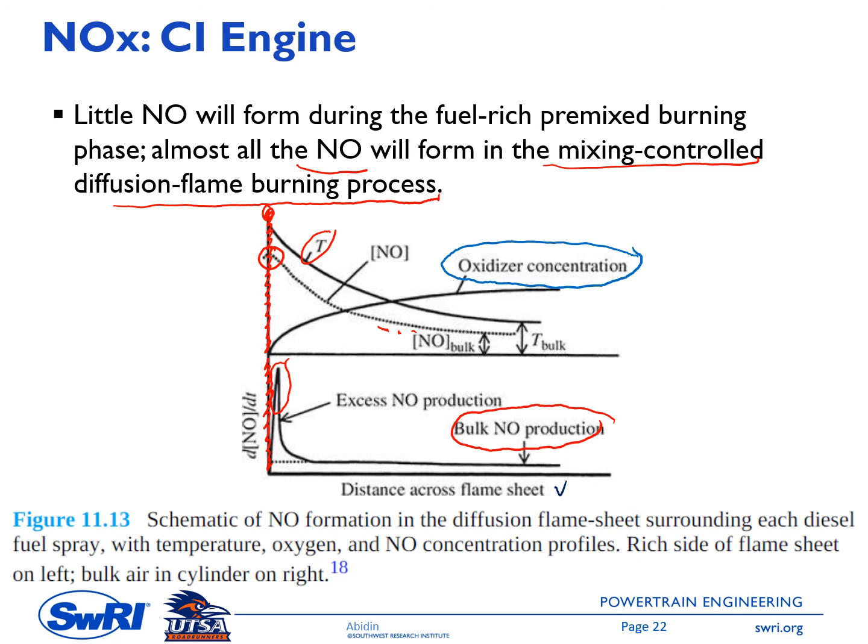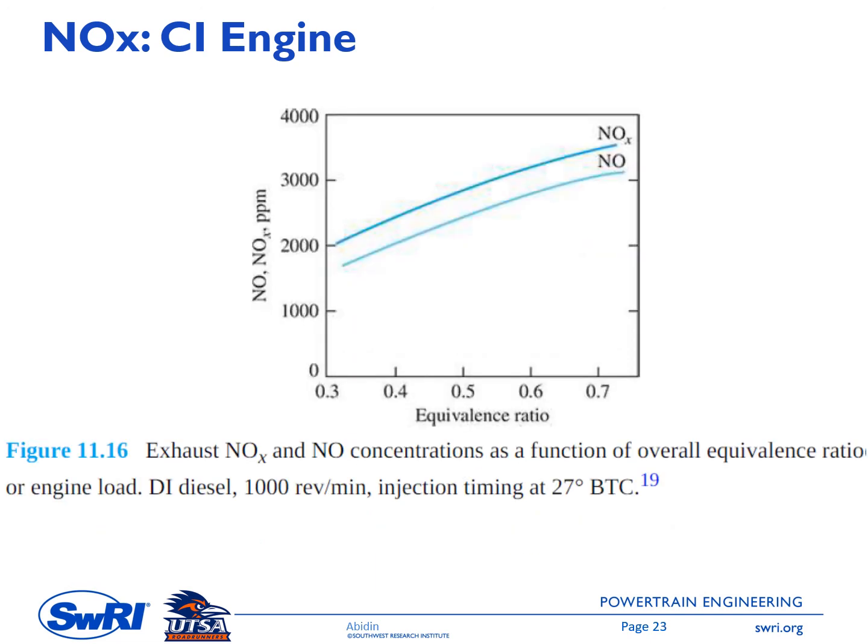This picture is showing the NO and NOx concentration as a function of equivalence ratio or engine load. As you might know, the diesel engine load is directly controlled by the fuel amount. You can fix the airflow and then increase the fuel amount to increase the load. So up to 0.7, we saw an increase of NOx and NO. If you remember in the previous slide, the maximum NOx occurs around phi of 0.9.